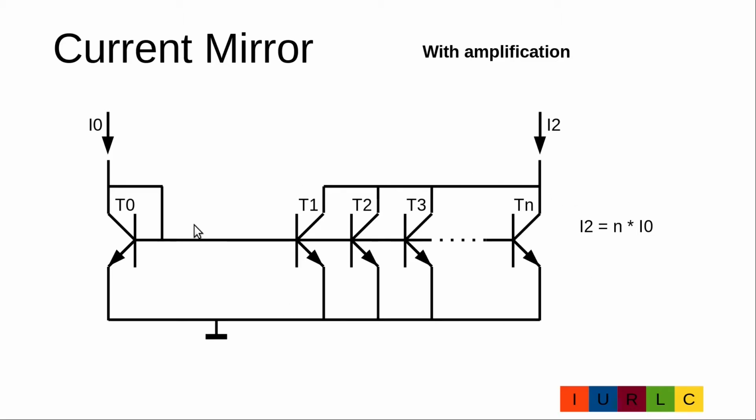Due to, per definition, all these transistors having the same characteristics, the current which is flowing through T0 will also flow through T1 and through T2 and through T3 and through Tn. So if we have 4 output transistors, then we will have 4 times this current, and the current I2 is then 4 times the current I0.